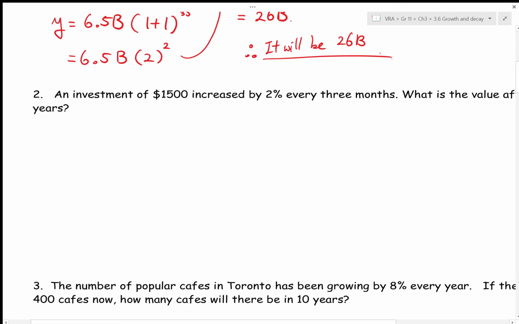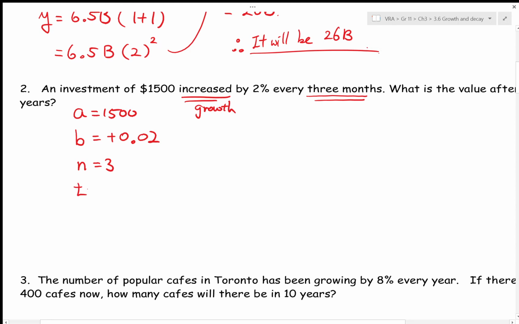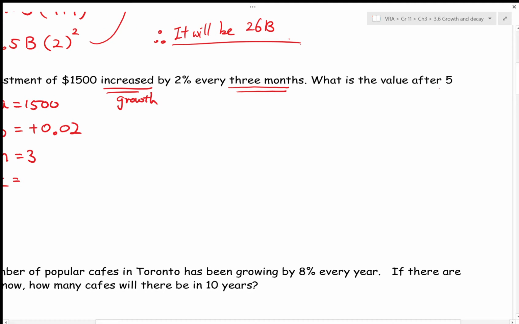Now here, the number 2, an investment of $1,500. So that's A, right? You invested $1,500, the initial value. Now increased by, so we know that this is a growth because it says increase. Increased by 2% every 3 months. So your b is positive 0.02 since it's 2% every 3 months. So it means your n is 3 in months. Then your t, it says, what is the value after 5 years?